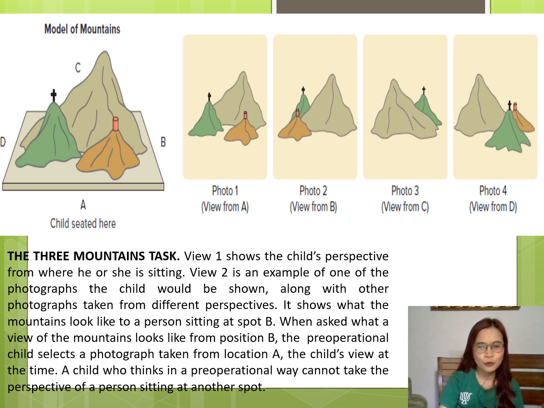Yan. Kasi yun yung view niya at the time. No, a child who thinks in a pre-operational way cannot take the perspective of a person sitting in another spot. So, hindi niya makikita yung view from B, yung view from C na nasa likod, at yung view from D na nasa kaliwa. And the child who is egocentric ay akala niya, nakikita mo rin yung point of view niya.